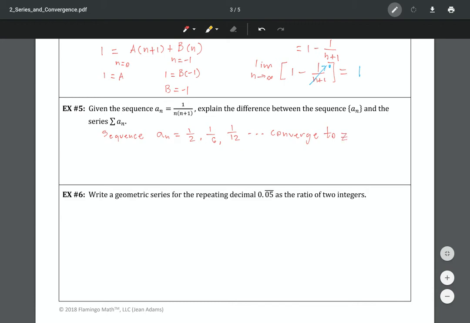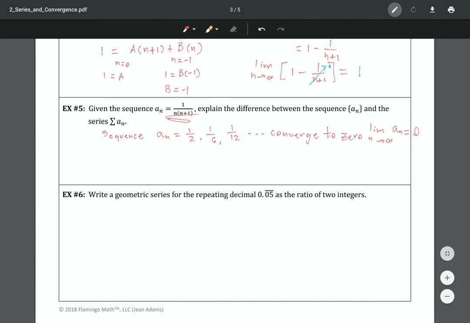And this is really, really important, I think. So again, if I take the limit of just the sequence, which is what you see here, then the limit as n goes to infinity of the sequence goes to 0.